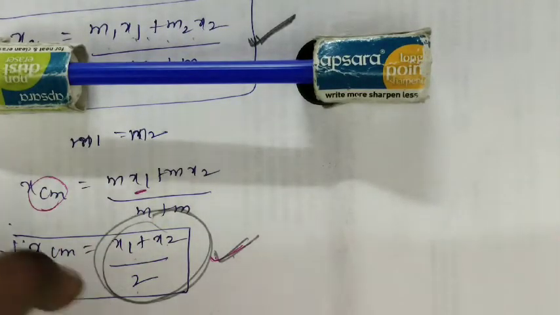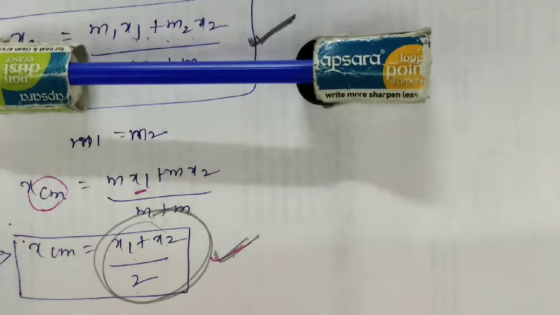So this is just an introduction to rotational motion, system of particles and center of mass. In the next class we are going to discuss a few examples of center of mass and some derivations.